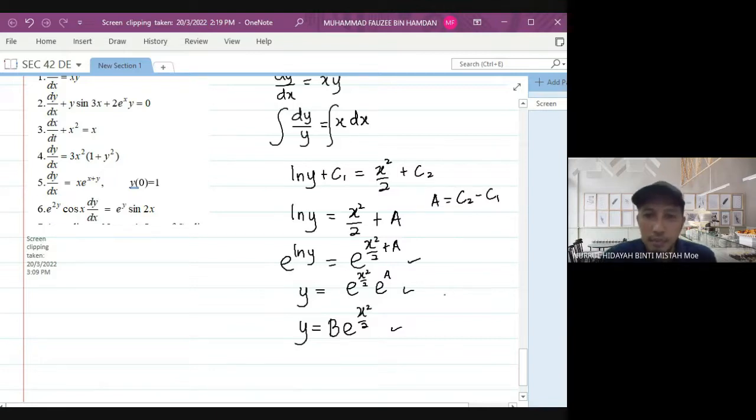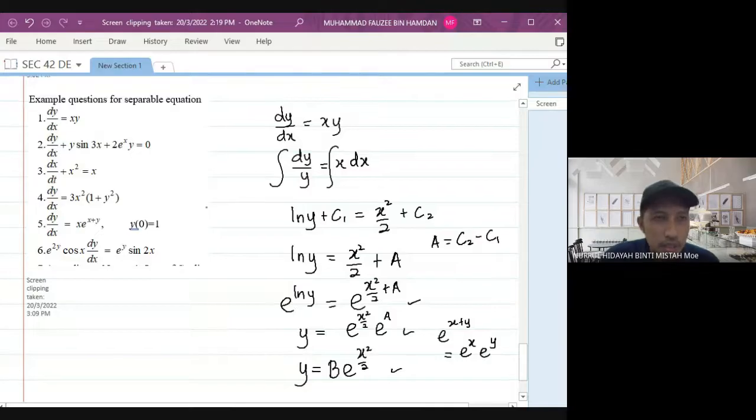Like if we have e to the power of x plus y, this is actually equal to e to the power of x times e to the power of y. This is a multiplication. So that is an index law, knowledge that I think you already know before this. Okay. So that is the first question. Any question regarding the first example?